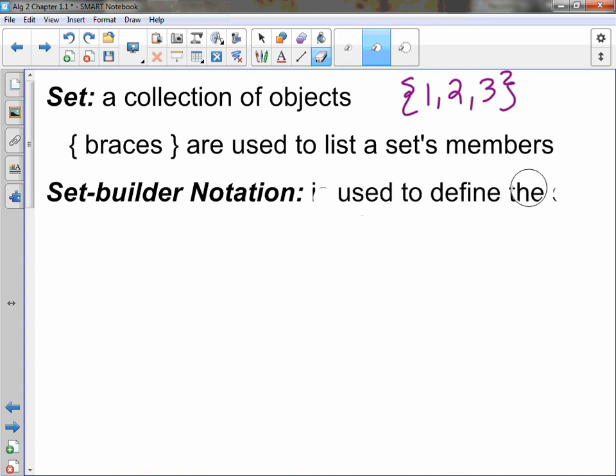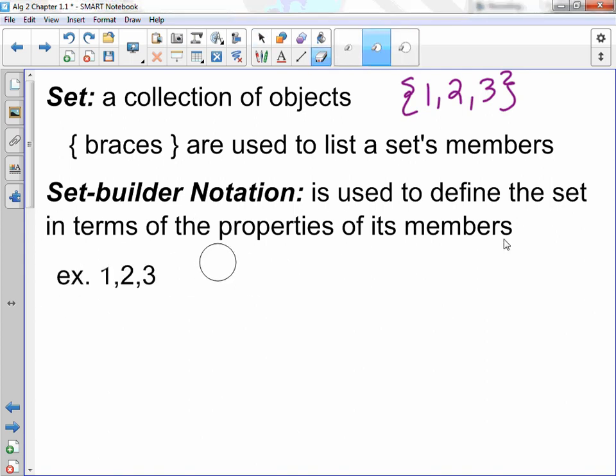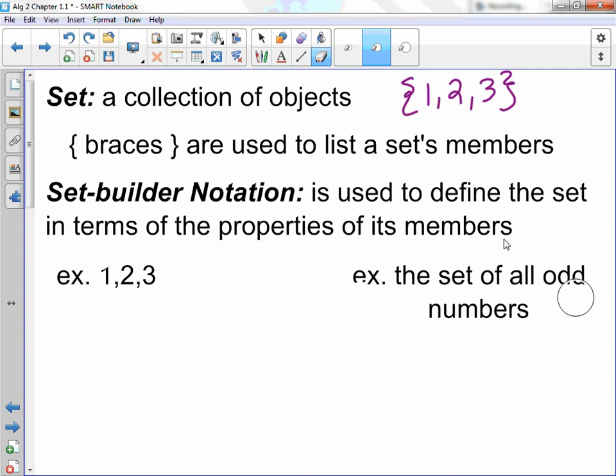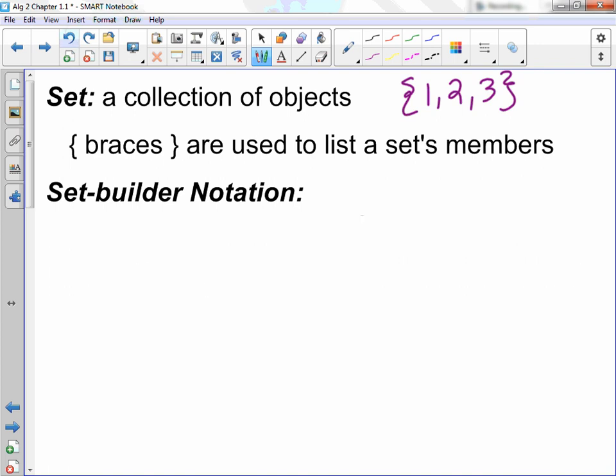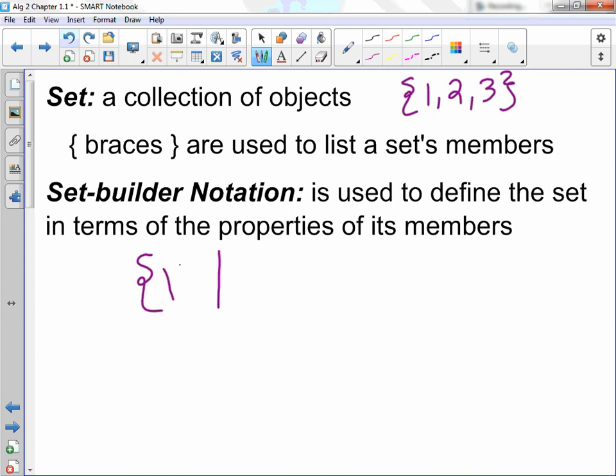And we also have set builder notation. It's used to define the set in terms of the properties of its members. Set builder notation normally has a kind of setup to it. Normally, set builder notation is going to be X such that, and then we're going to have some property that we're going to fill in.